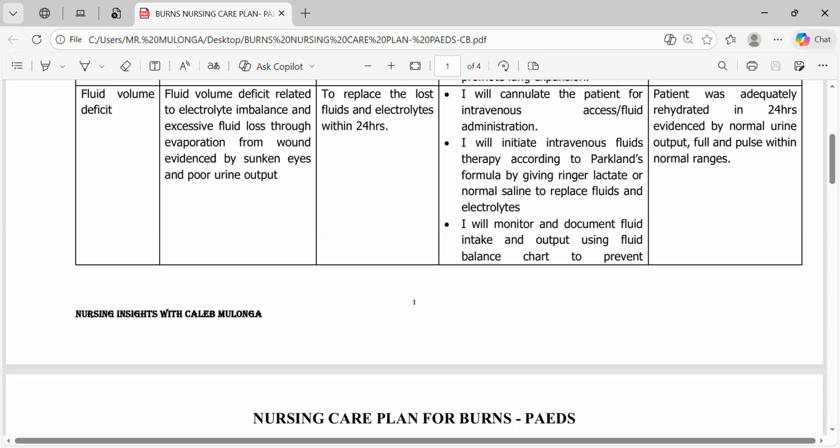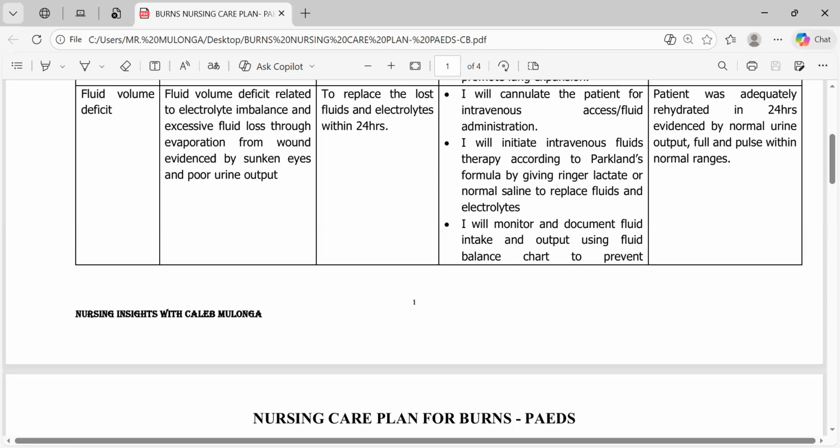So that is straightforward. So the fluid volume deficit is as a result of the exposed wound or the skin area that has been burnt, and we lose water and electrolytes. The goal is to replace the lost fluids and electrolytes within 24 hours of hospitalization.